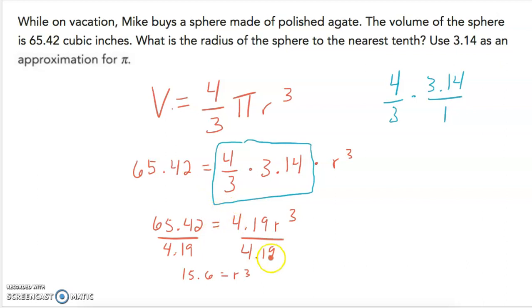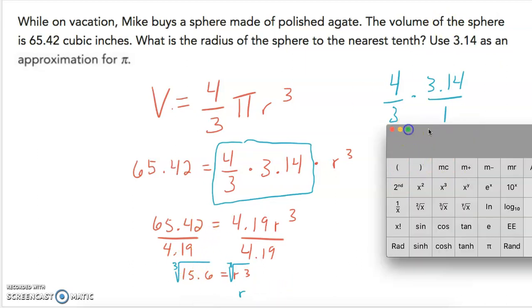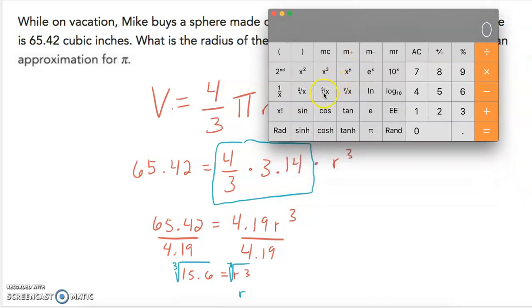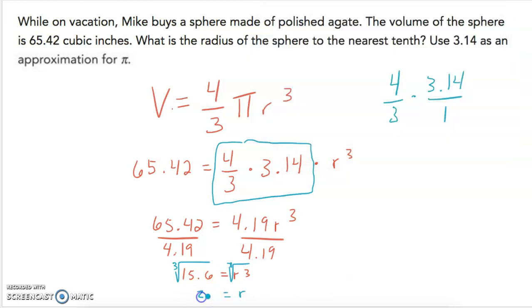Now, I don't want to know what r cubed is. I want to know what the radius is. So essentially, we're going to find the cube root of r cubed, and that's going to be r. So now I'm going to find the cube root of 15.6. Right here, this is the cube root. If I put in 15.6 and hit cube root, it gives me 2.49. We'll just say 2.5. So the radius is equal to 2.5.